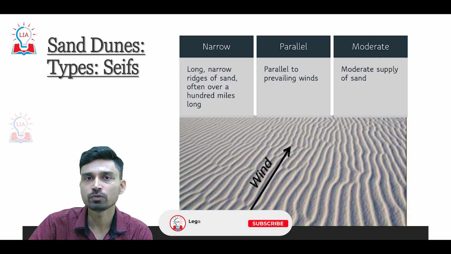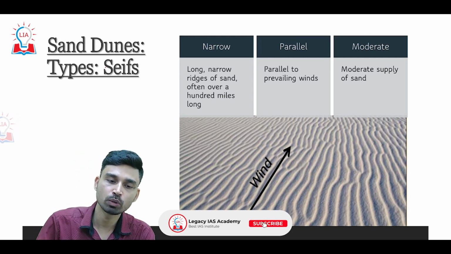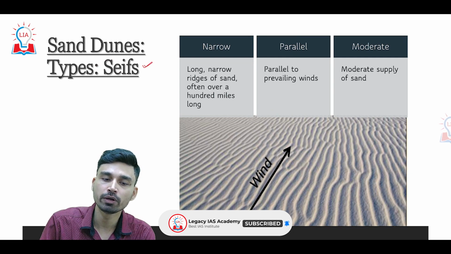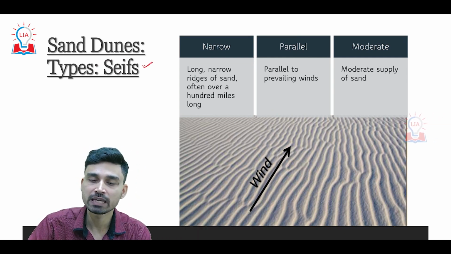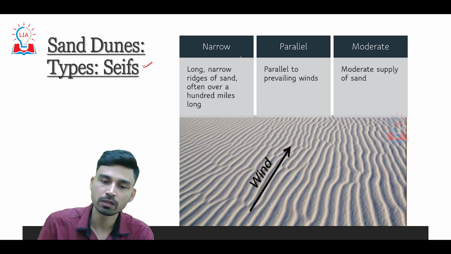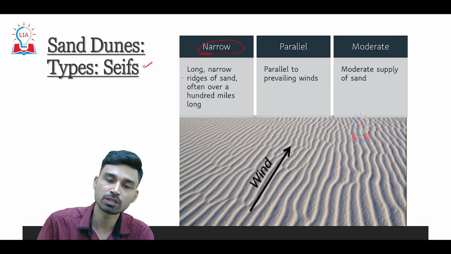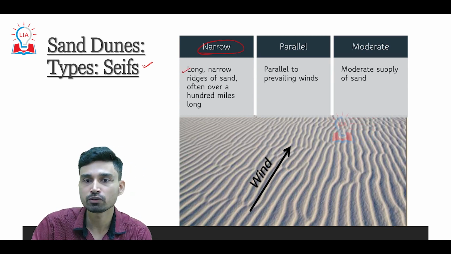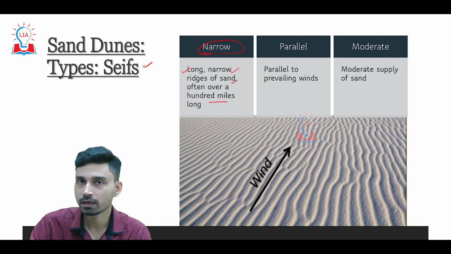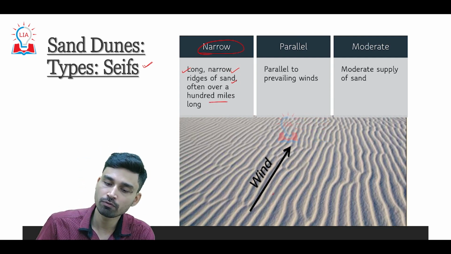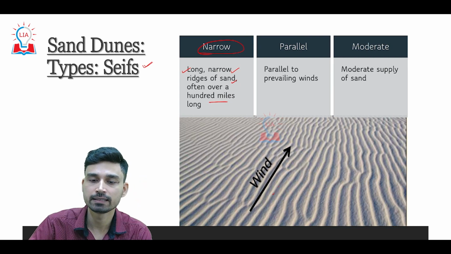The second kind of dune that develops in a desert area is what we can call a longitudinal dune, which many times is also called a seif dune. So seif dunes have three major characteristics. First of all, they are very narrow in nature. In other words, seif dunes are very long, hundreds of kilometers in length, narrow ridges of sand, often over 100 miles long. And the actual photograph of the seif dune you can clearly see here.